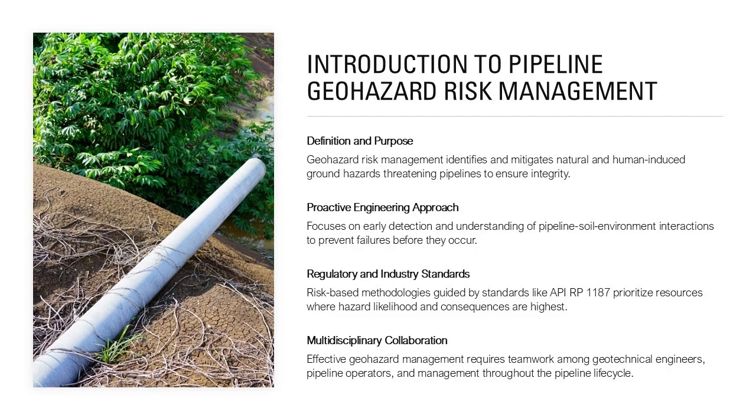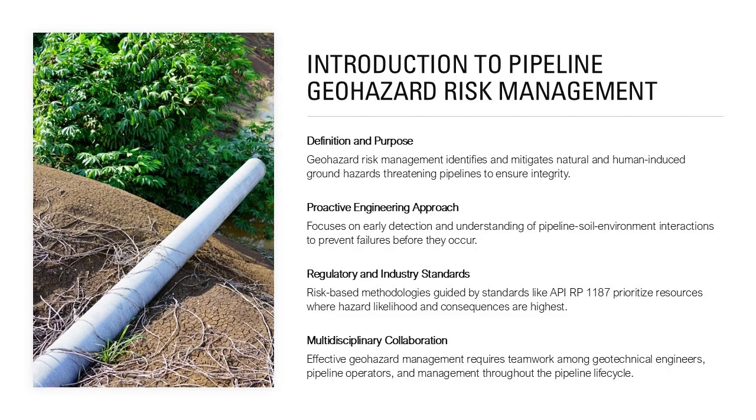Pipelines often traverse long distances across varied terrain, making them particularly vulnerable to localized geohazard events that may not be apparent during initial design or construction. Over time, changes in land use, climate patterns, and natural processes can significantly alter ground conditions, increasing risk if not properly managed. Modern pipeline safety regulations and industry standards increasingly require operators to adopt risk-based methodologies.